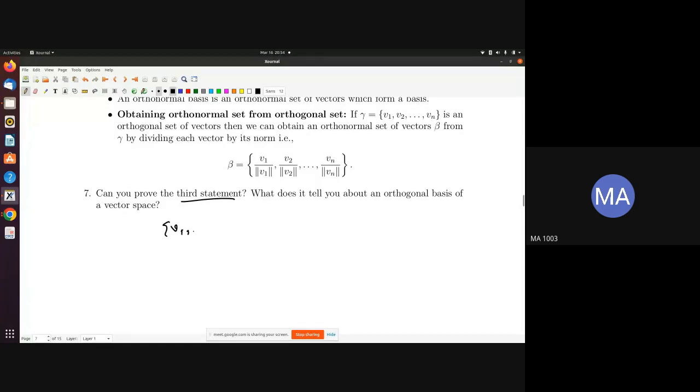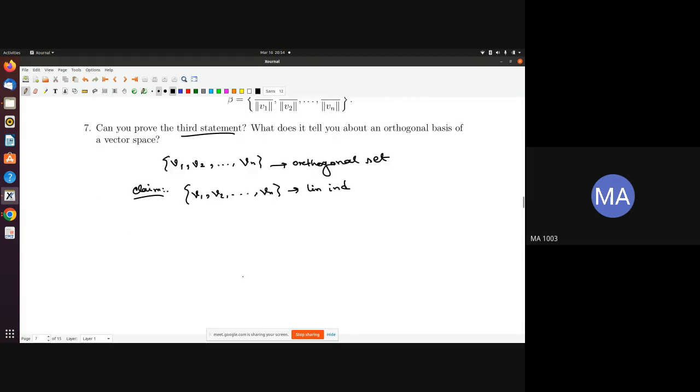So what do I have? This is an orthogonal set, that we know. Now my claim is, let me write it as a claim, that this set is linearly independent. For showing linear independence, what is the definition we have read? I should write a combination C1V1 + C2V2 up to CnVn equals 0. When will it be linearly independent? If the only solution for these Ci's is 0, that is, all these Ci's are 0.